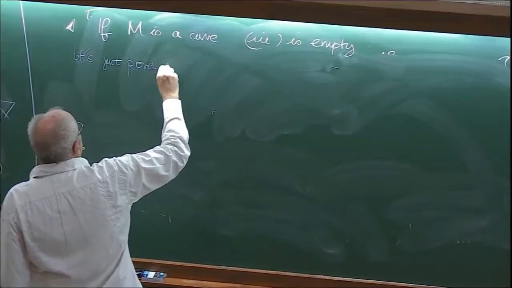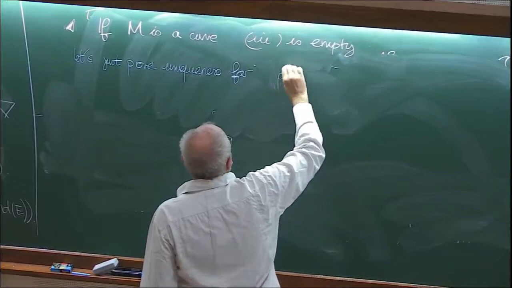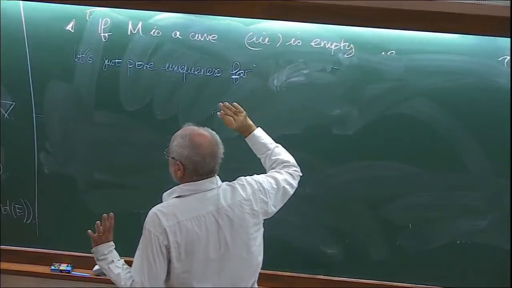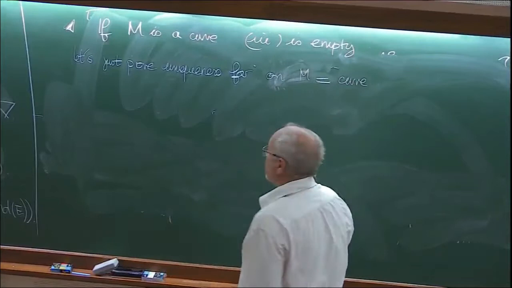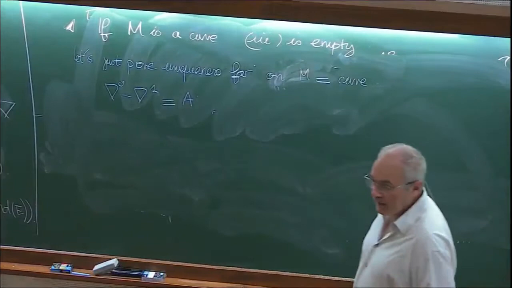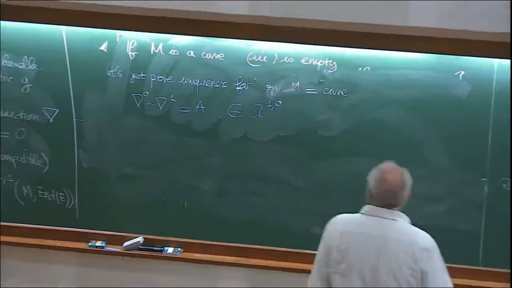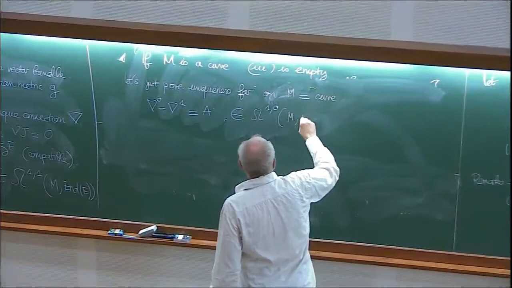Uniqueness. For M, the complex dimension of M, well, just prove uniqueness on M curve. So imagine you have two connections, so nabla 0 minus nabla 1, and the difference is something which is A, which is a one-form, which is with value in, what did I say? A 1-0 form on M with value in E, right? So that's the condition number 2.